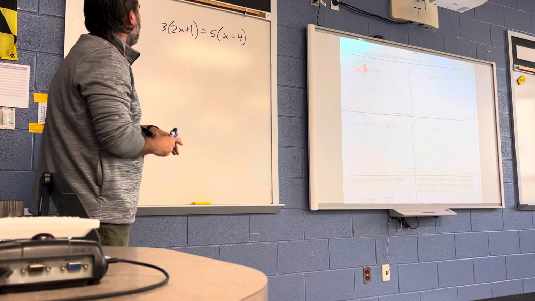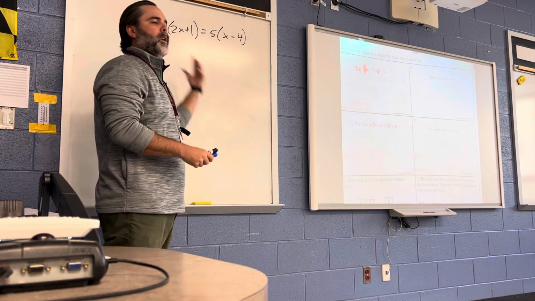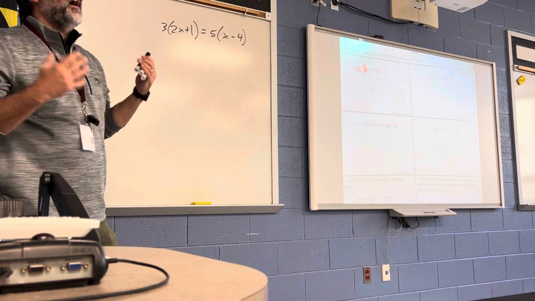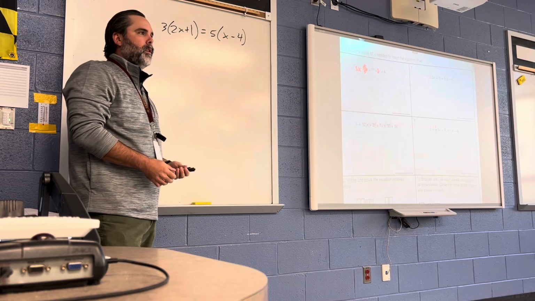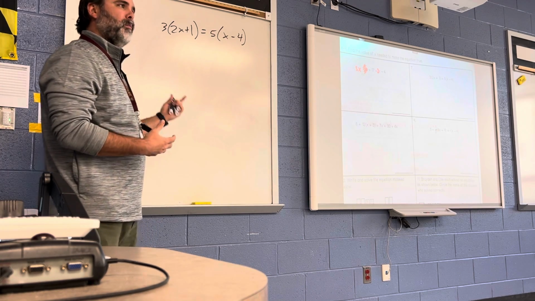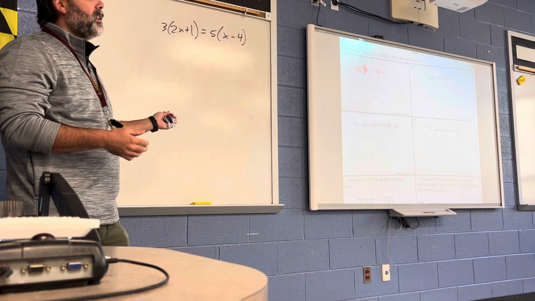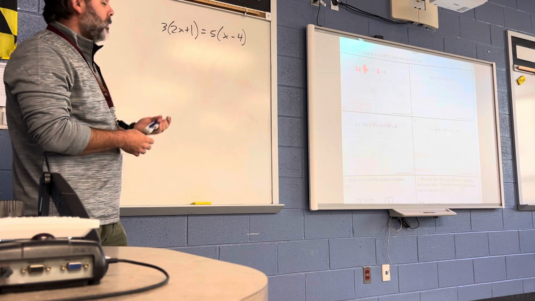Okay, now before we start, you can see there's variables on both sides, so we're going to have to deal with the variables on both sides. However, there's also parentheses, which means we're going to have to distribute. And in this problem, we're not going to have to combine like terms on both sides, but in the next problem we will. So let's solve this together.